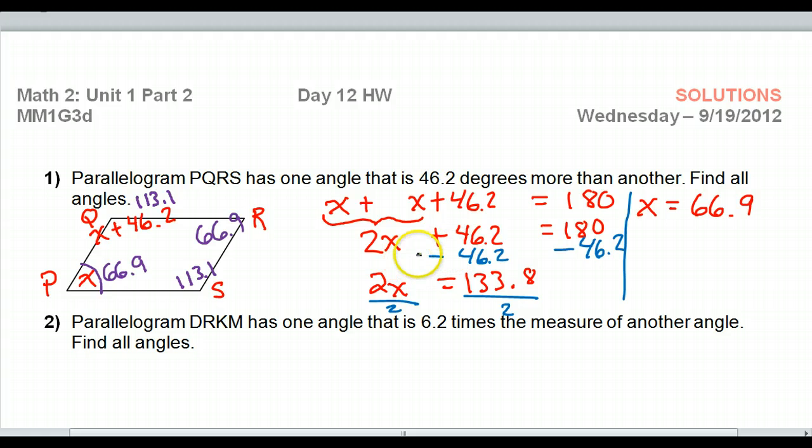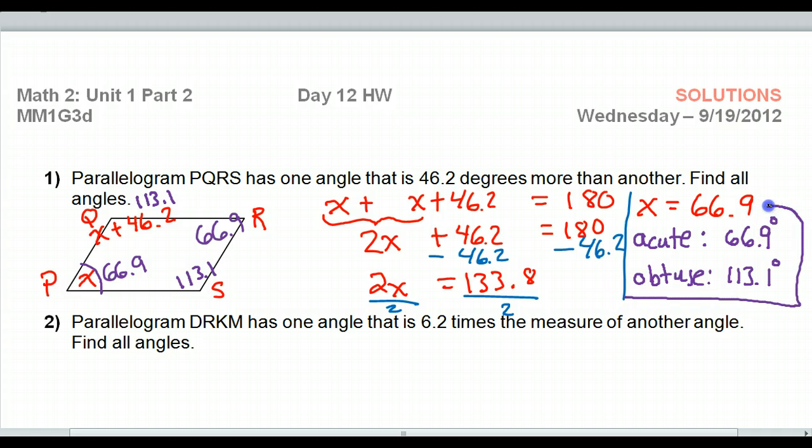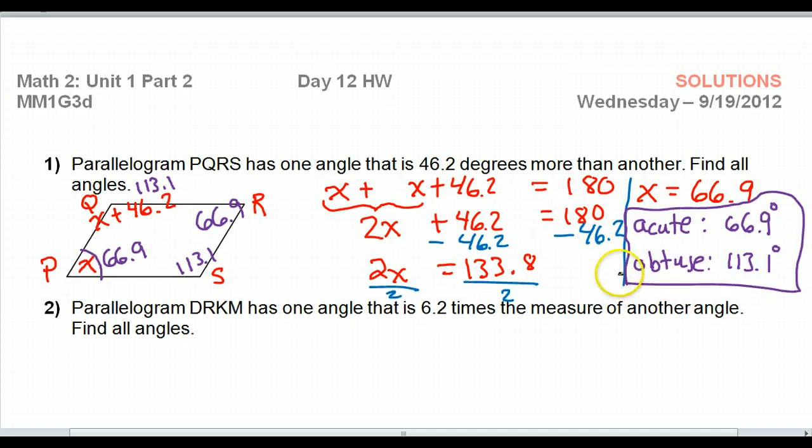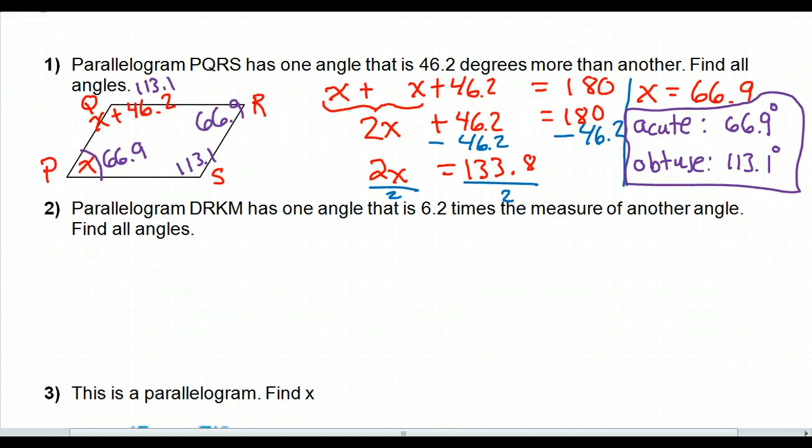Okay, so basically you could say, I'll put it this way. The acute angles are both 66.9, and the obtuse angles are both 113.1 degrees. Okay, so that is how you do number 1. All right, number 2 is going to be very similar.